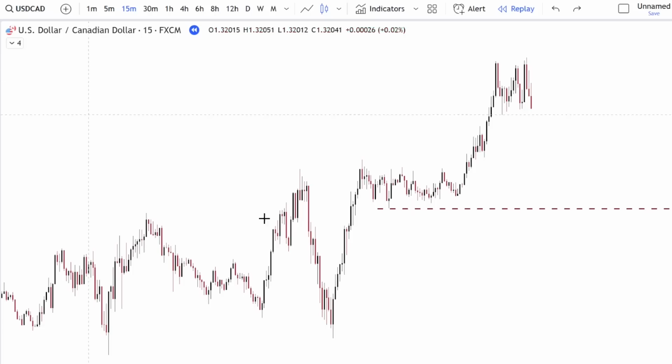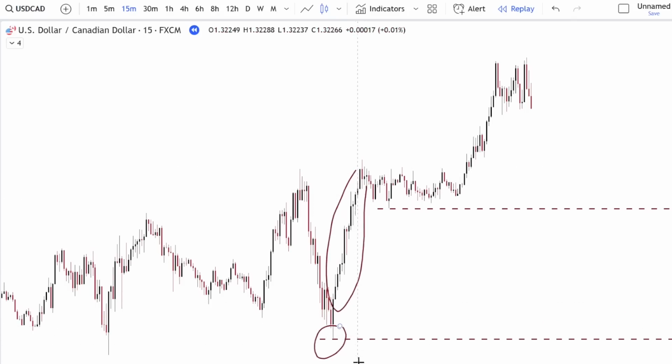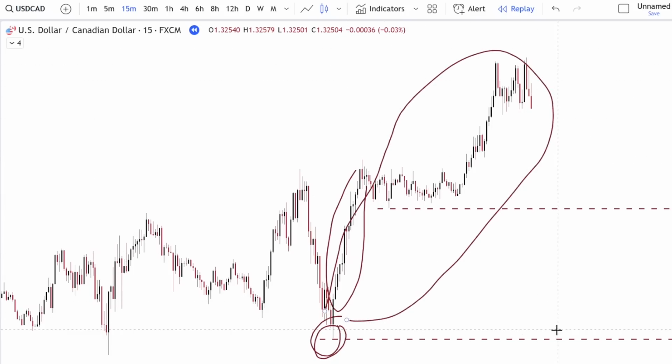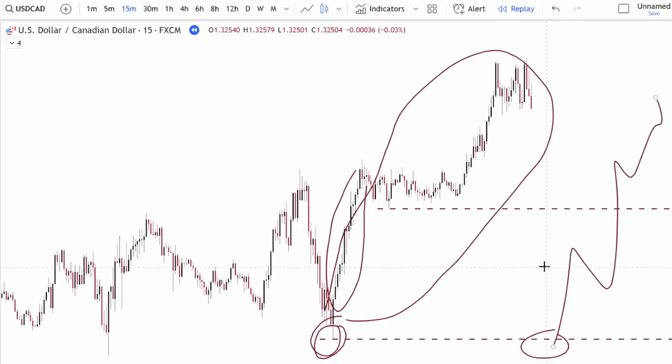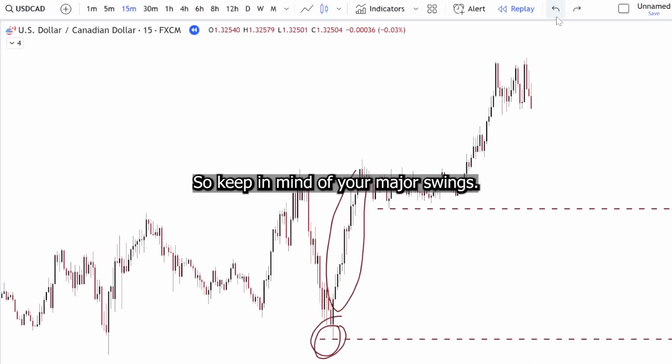And of course, you have this level right here. Why this level? Because look at this entire move formed from this swing. And you could also say that this swing right here formed this entire move. So if price does purge this level, price will more than likely continue higher. And if price breaks through this level, comes back and retests and comes out again, it'll more than likely start a bearish trend. So keep in mind your major swings.